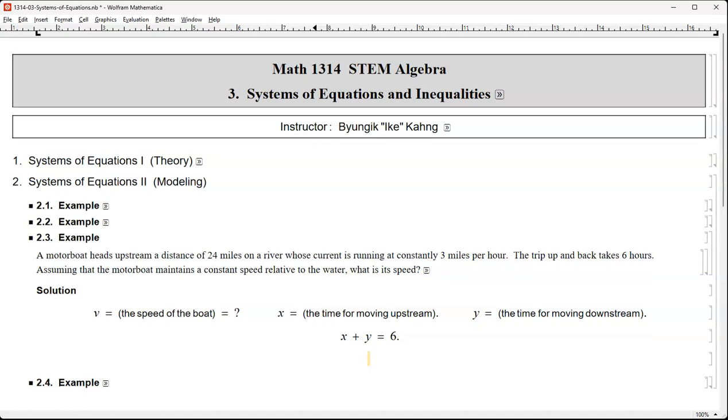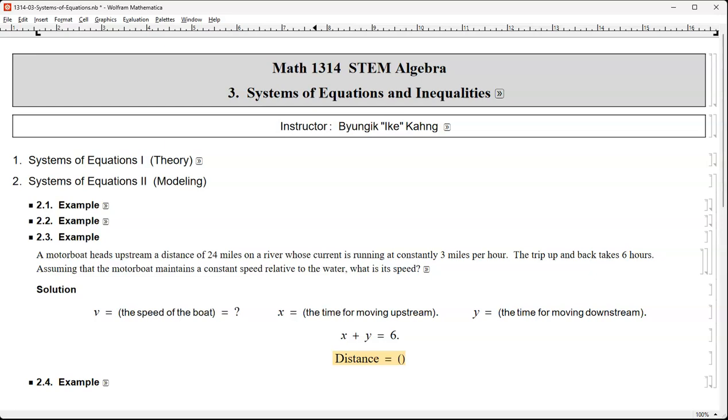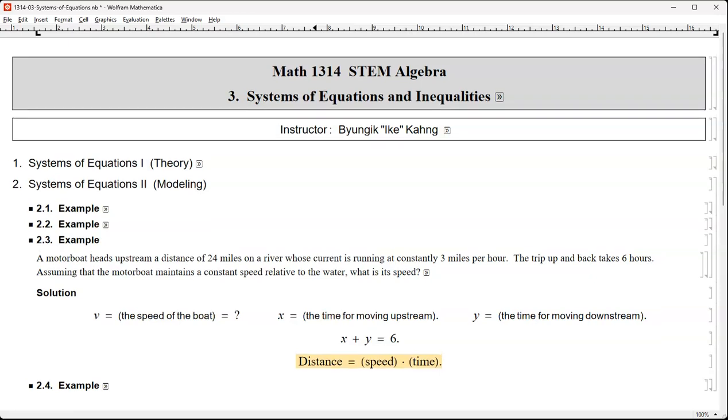Okay, let me give you a hint. Distance is speed times time. Or you can write speed is distance over time. But in any case, yeah, this is going to be a bit more convenient. So distance is 24 miles. And consider this as speed times time. And time is going to be x and y. Going up, it is x. Going down, it is y. So you can write like this.